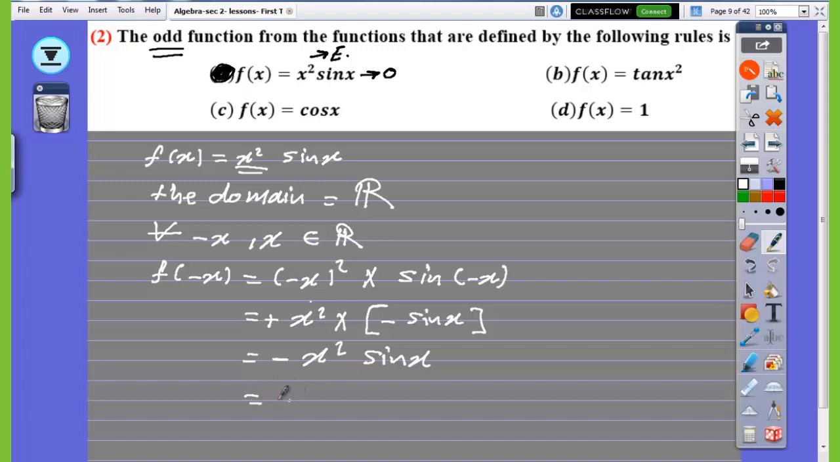which equal negative. Here, what about this? This is f of x itself, negative f of x. So according the definition, we have f of negative x equals negative. So the function f is odd function.